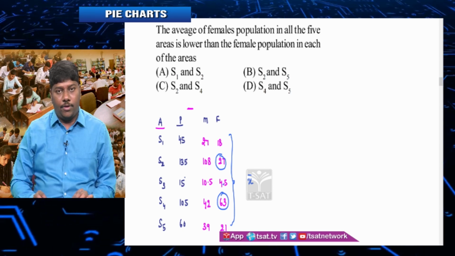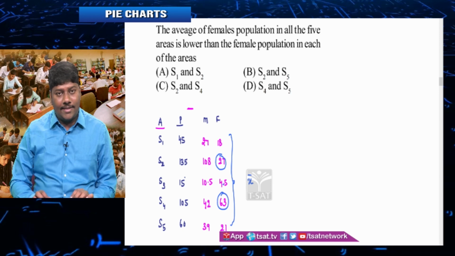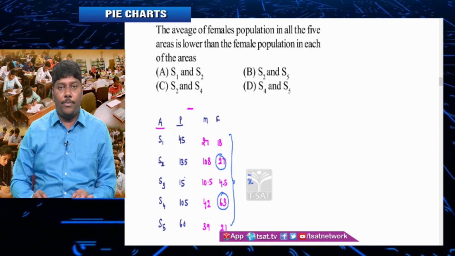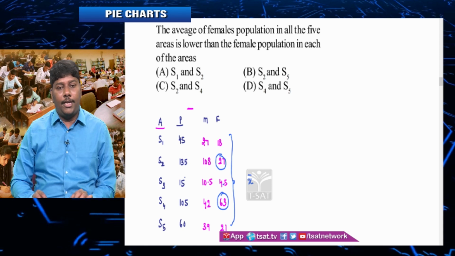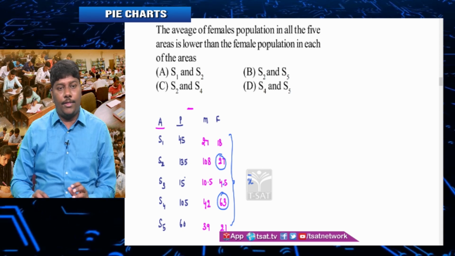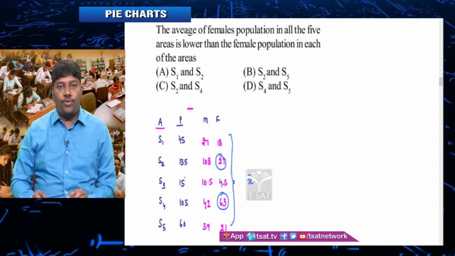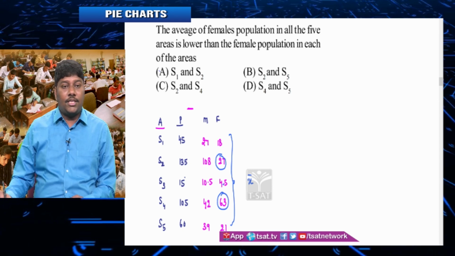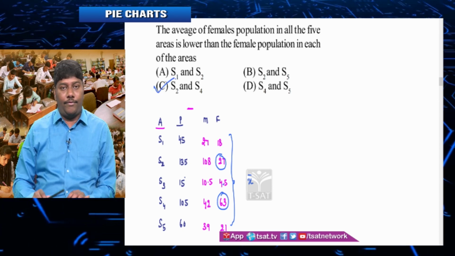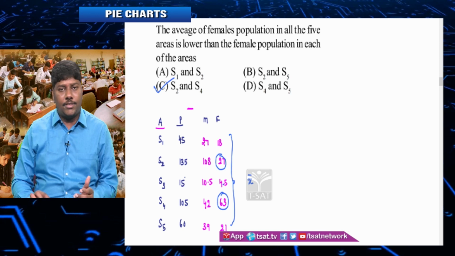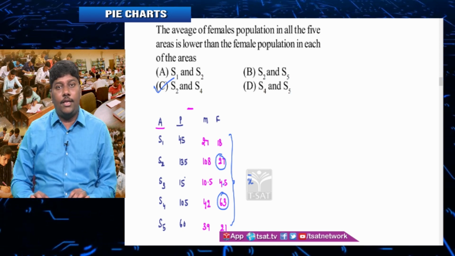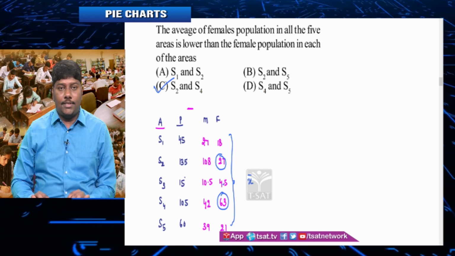populated areas. If average has to be lesser than some areas, then the areas must be highly female populated areas. So if you look at highly female populated areas in the given graph, it is S2 and S4. Therefore, average must be less than S2 and S4. This is without actually finding the average. Don't find the average. It is common sense that we can say it must be less than S2 and S4 because these are the highly female populated areas in the given graph.